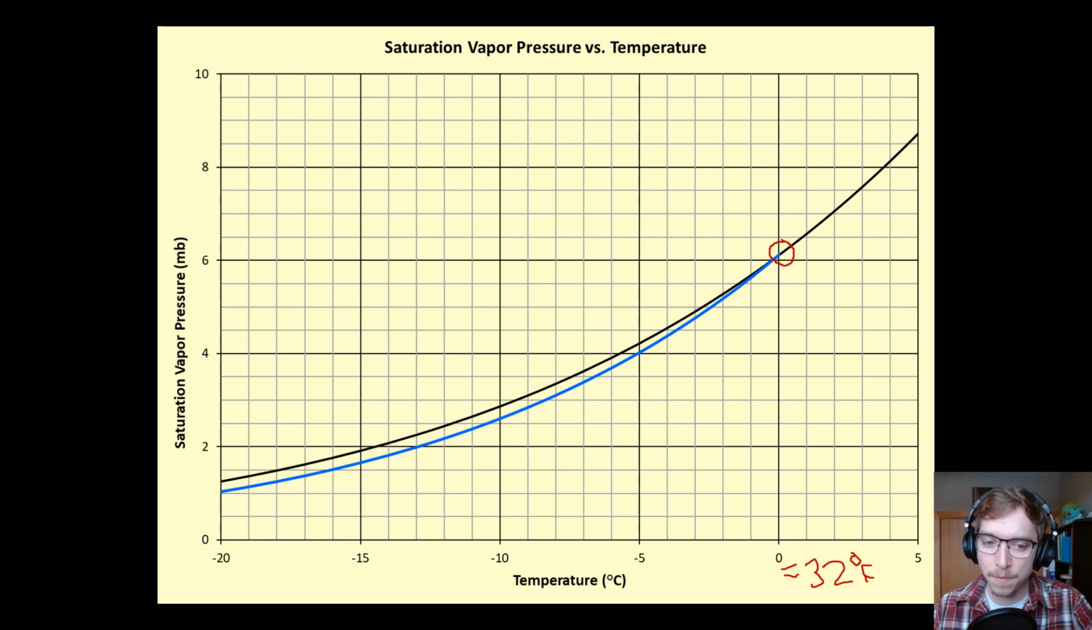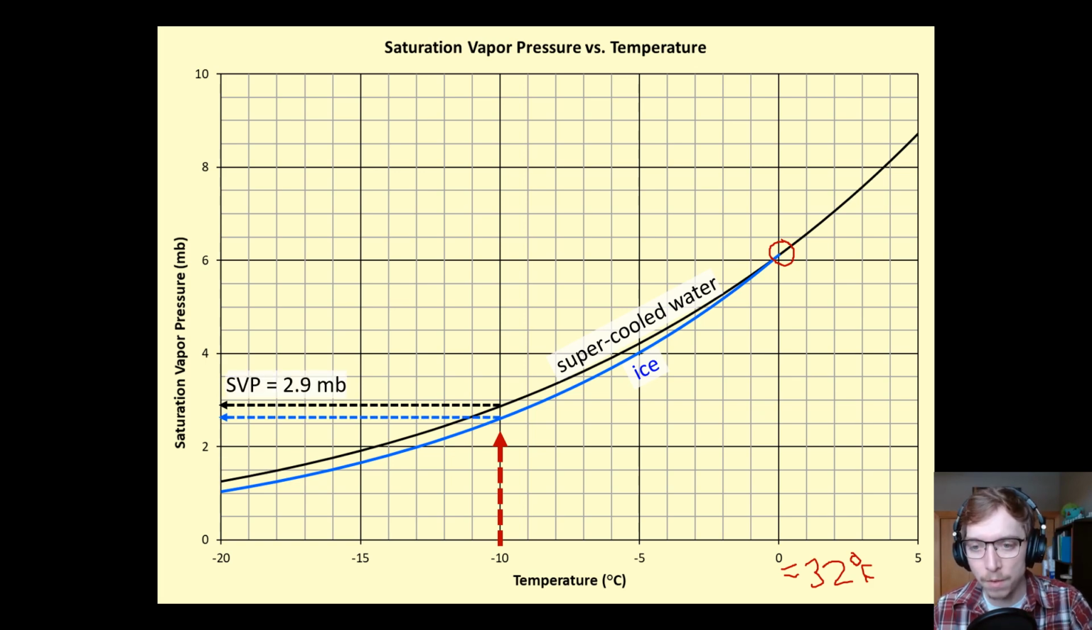We see this kind of separation occurring. So you can see our super cooled water versus ice there. There's a little bit of a difference. If we were to look at negative 10 degrees Celsius, for example, the saturation vapor pressure is 2.9 for supercooled water or 2.6 for ice. So just note that if you're below 0 degrees and you're looking at saturation vapor pressure, there is a slight deviation therein.